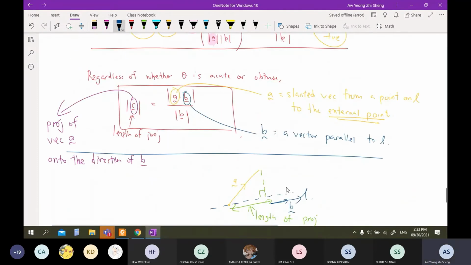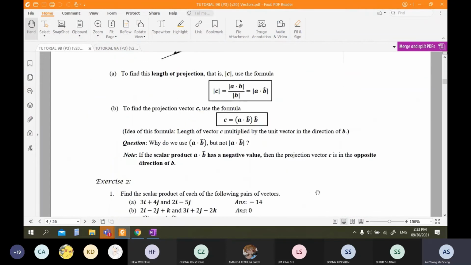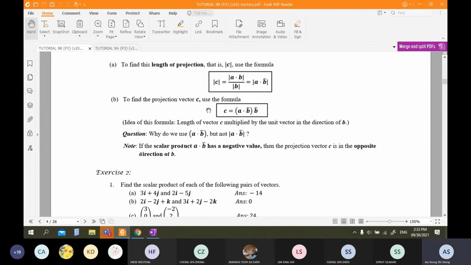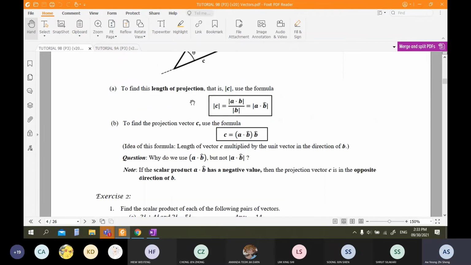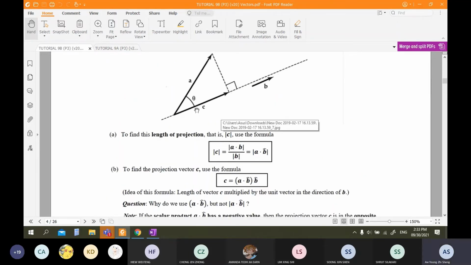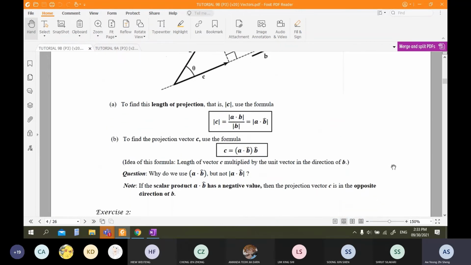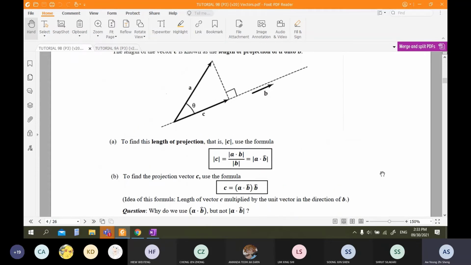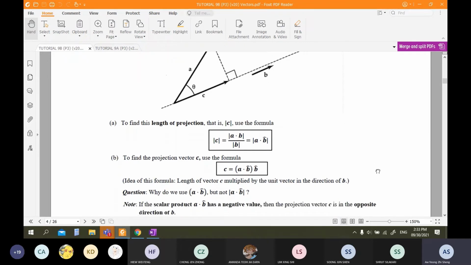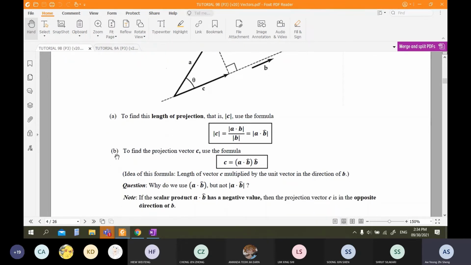Okay. So length of projection is very important. Make sure you know how to apply the formula. Okay. Then I move on to the next one. Projection vector itself is not so important. But since you can find the length of C, it's also possible to get the vector C itself. But getting the vector C itself is not so important in our syllabus. Most of the time, we are only interested in the length of the projection, not so much the vector of projection itself. Okay, so part B, I would say, is less important.